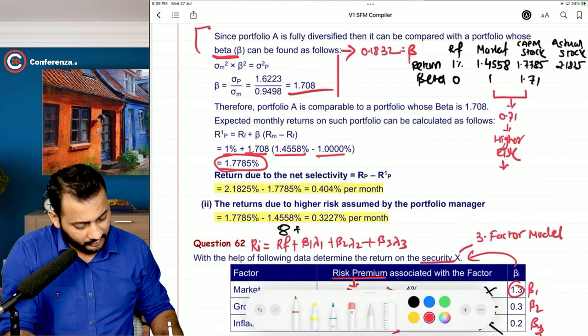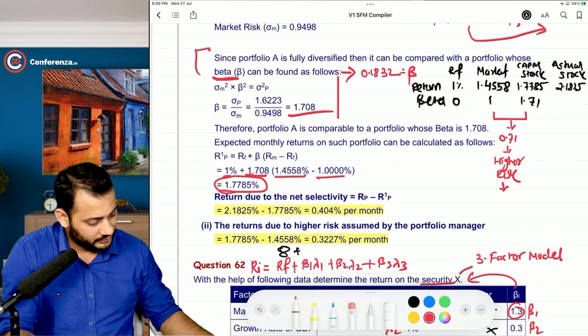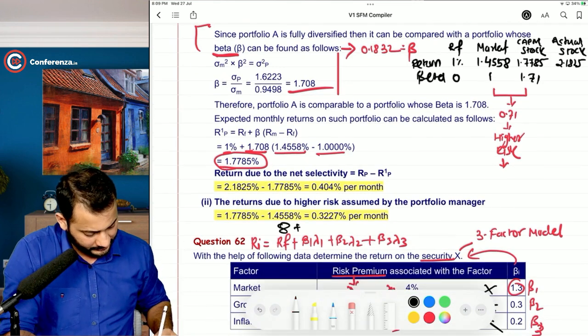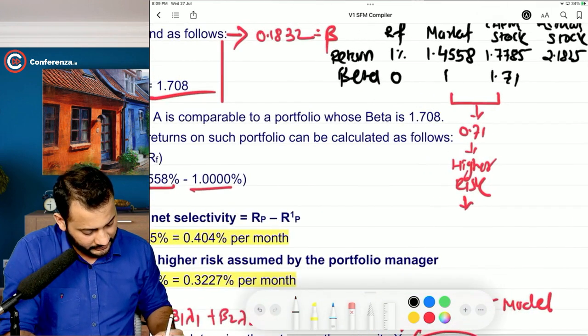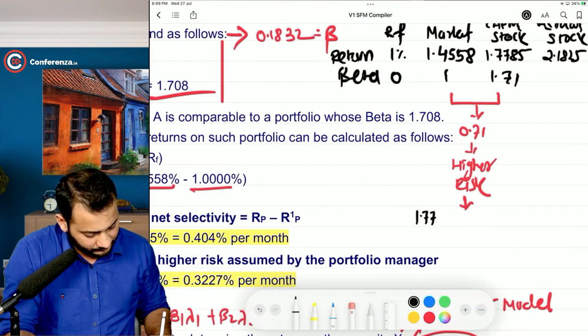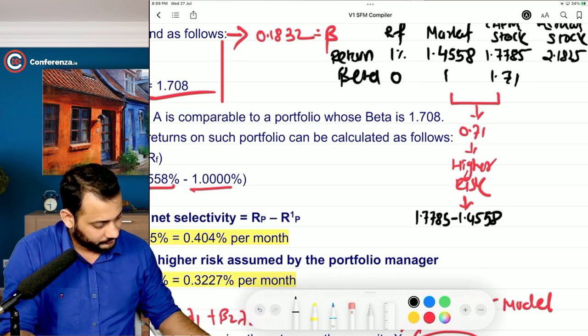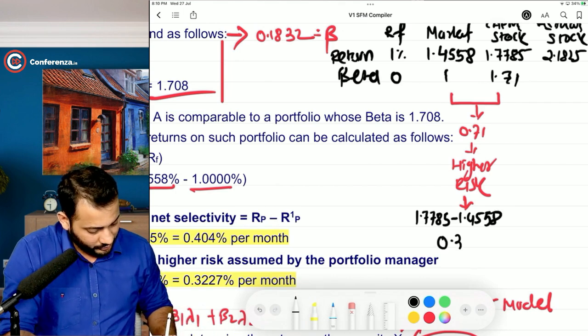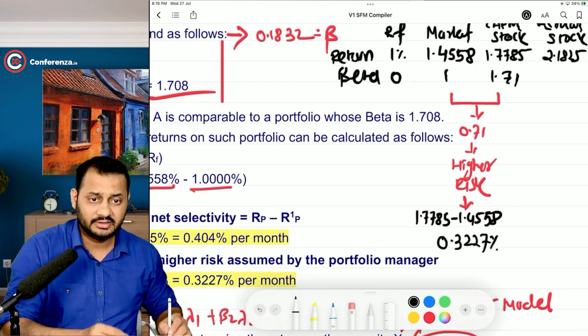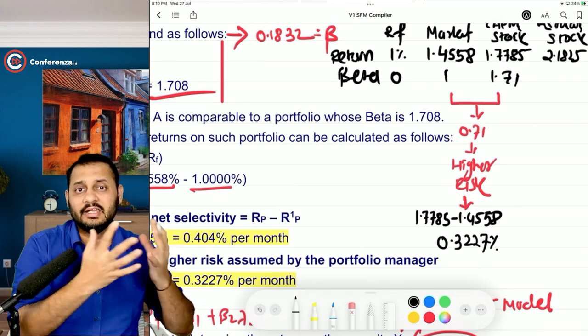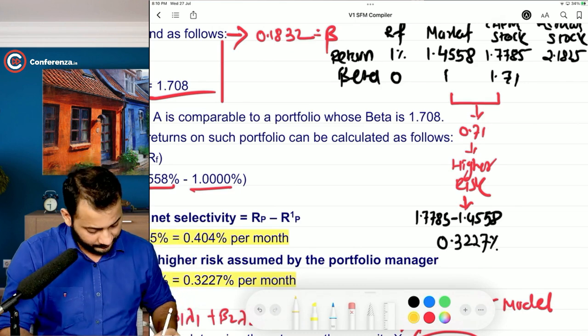and for that the return is 1.7785. See, I will write down 1.7785 minus 1.4558. So 0.3227% is the return for the higher risk taken by the portfolio manager.